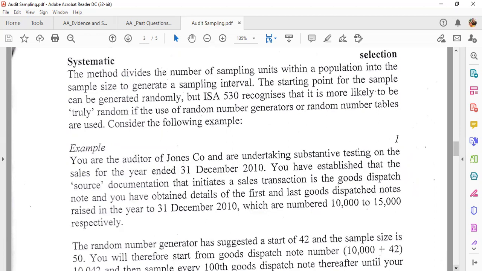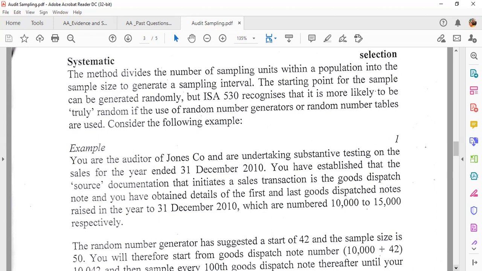Now look at this example. You are the auditor of Jones Co. and you are undertaking a substantive test on the sales for the year ended 31st December 2010. You have established that the source documentation that initiates the sales transaction is the goods dispatch note.